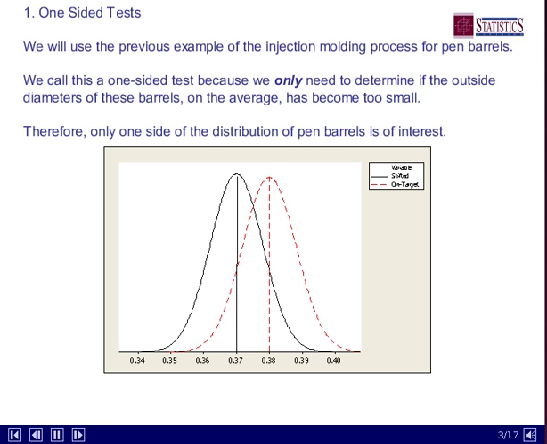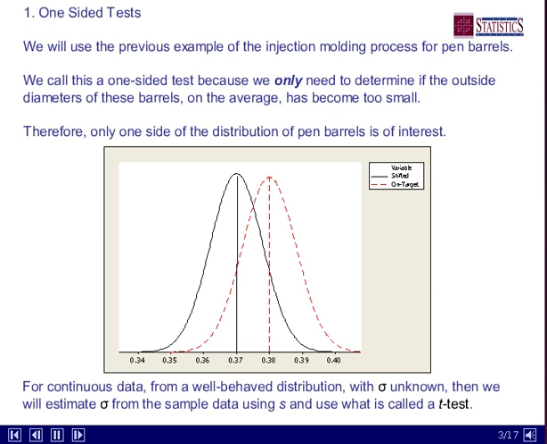If we look at a picture here, the red curve represents the process being on target at a mean of 0.38, and what we are considering is whether that process has shifted down, and in particular, it's been drawn as shifting down to 0.37. So this is what we're trying to detect, and we do not care if that curve actually shifts to the right. We're only interested in whether it's shifted down, and the diameter of the pen barrels is too small, and that is why the pen caps are falling off.